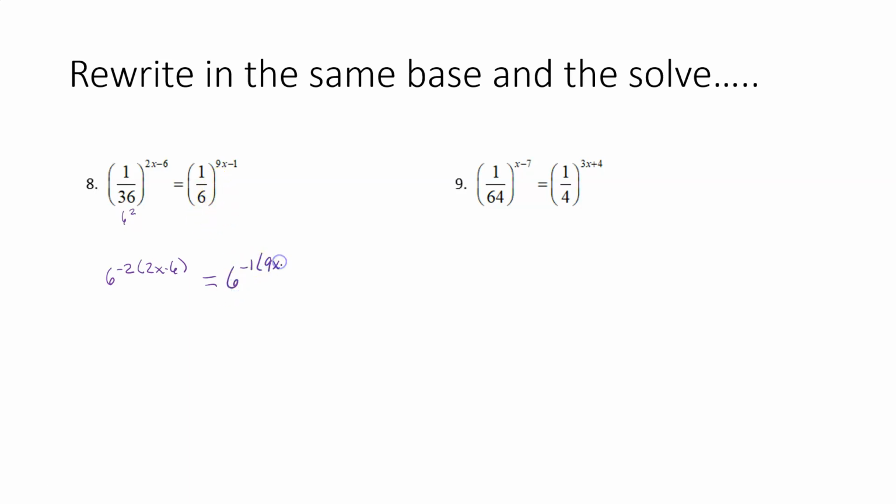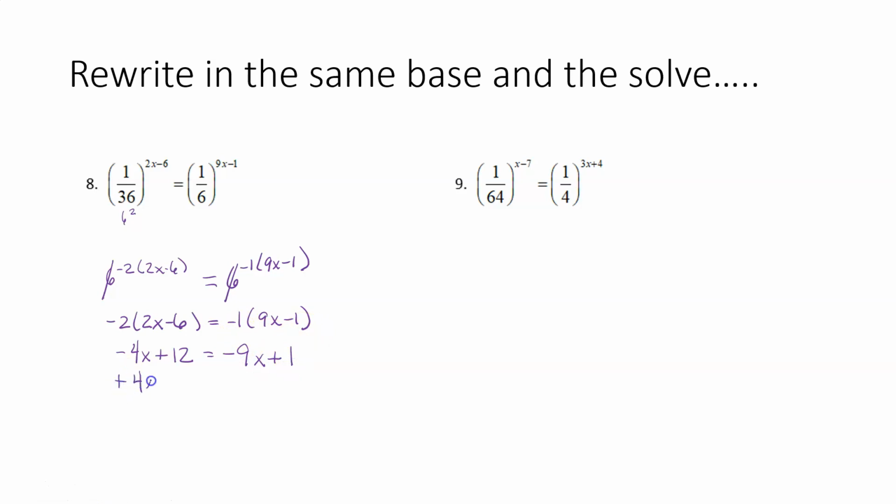So then we're going to multiply that by the exponent. Now we've got the same base. So again, we're going to cancel out the base and solve with what we have left. So I have negative 2 times 2x is negative 4x. Negative 2 times negative 6 is positive 12. Negative 1 times 9x is negative 9x. Negative 1 times negative 1, positive 1.